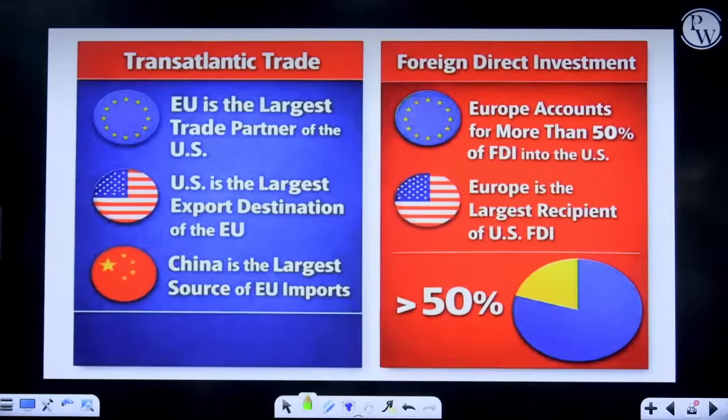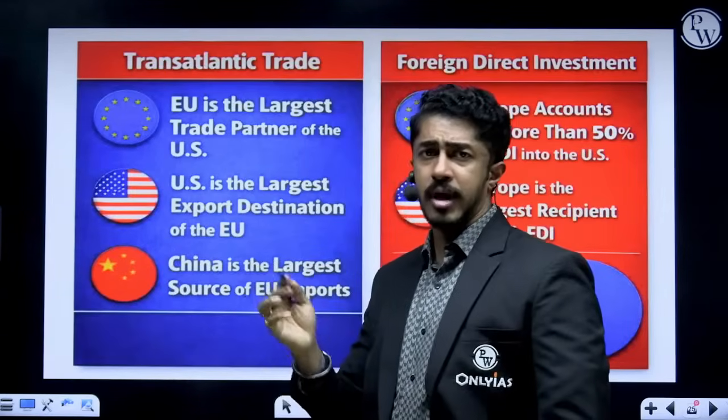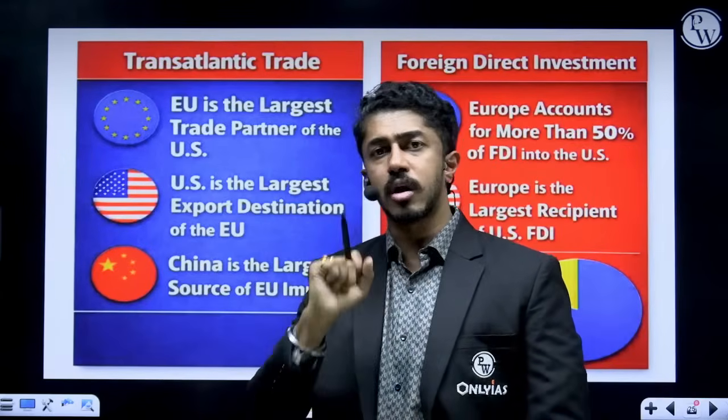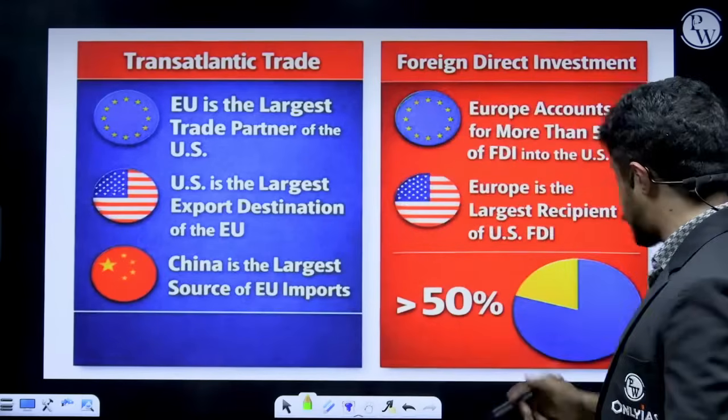The EU is the largest trade partner of the USA. The US is the largest export destination of the European Union. I told you, the US is the biggest market for almost all the major countries of the world. China is the largest source of EU imports. So that is the beauty here.